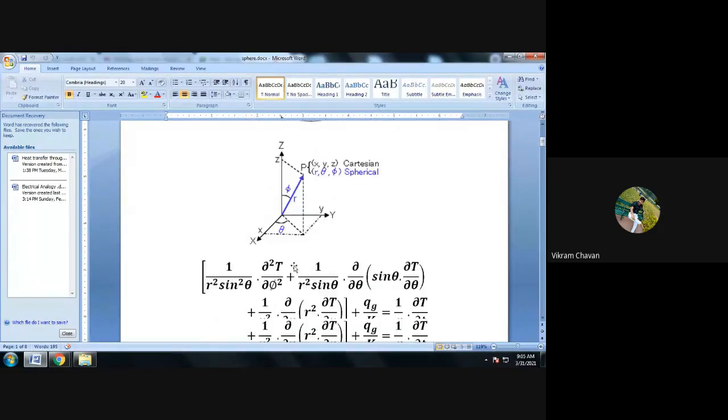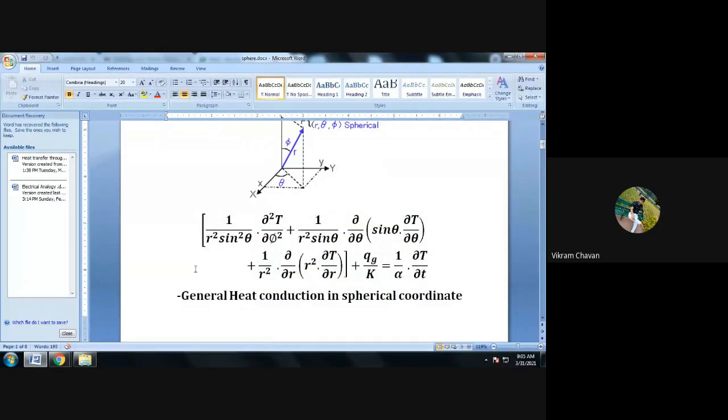Now, we don't have any derivation for the spherical coordinate system, so directly we are going to consider the general heat conduction equation in a sphere, in a spherical object or spherical coordinate system, which we discussed in the last lecture.